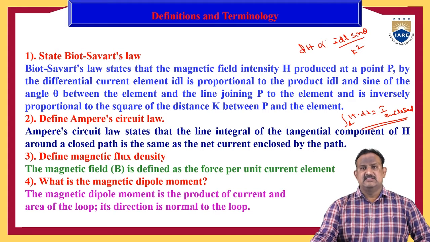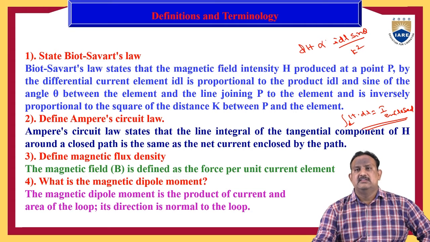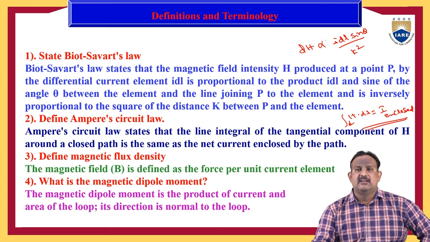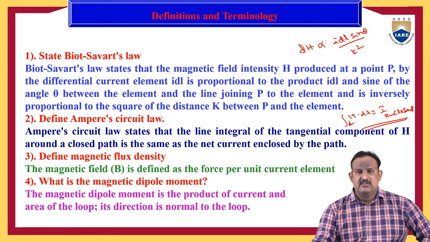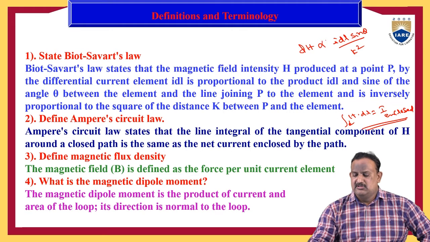Define magnetic flux density. The magnetic flux density is defined as the force per unit current element. The force per unit current element is known as the magnetic flux density. So what is the magnetic dipole moment? The magnetic dipole moment is the product of current and the area of the loop. Its direction is normal to the loop.